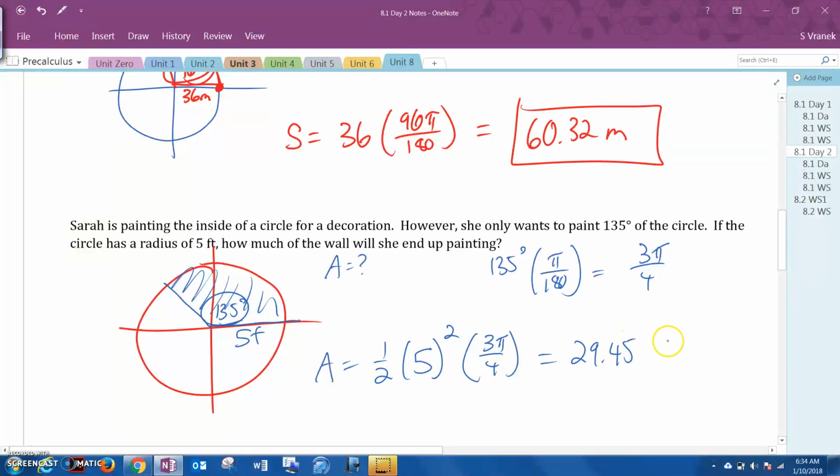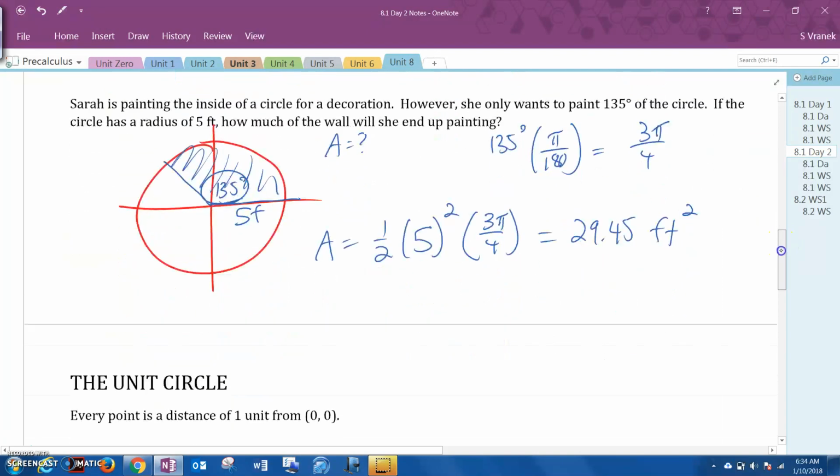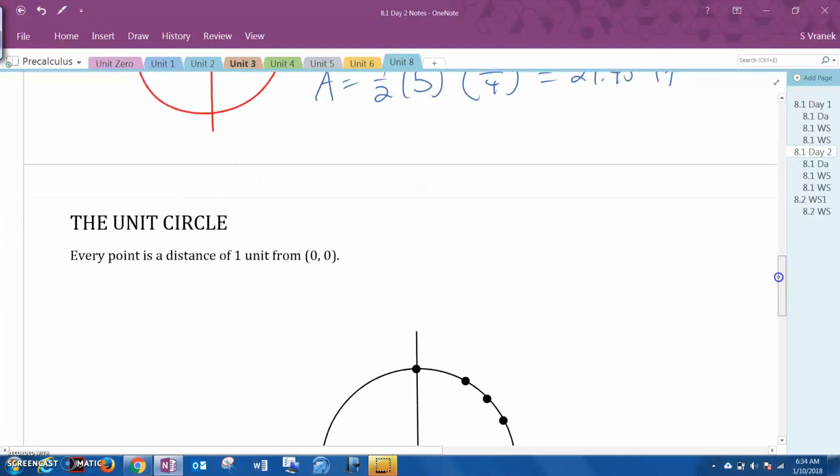And again, if I'm going fast, pause the video while I'm talking and try it on your calculator. You don't have to keep listening. You can pause whenever. That's the beauty of videos. And see if you're getting these numbers right. Alright, so that's arc length and area of a sector.